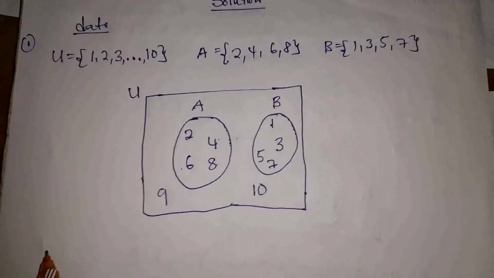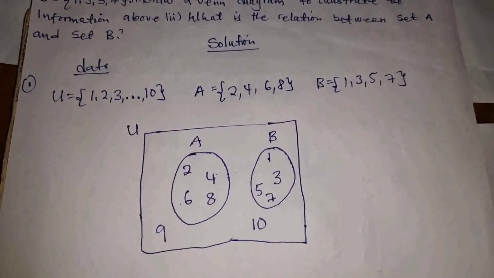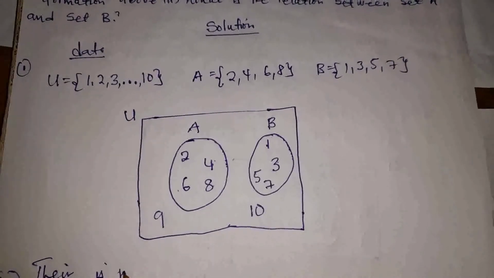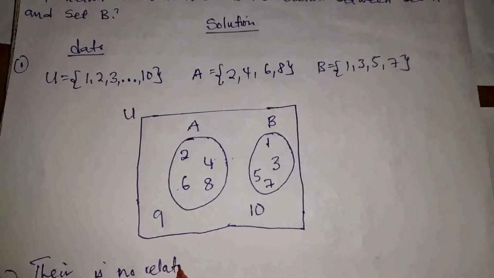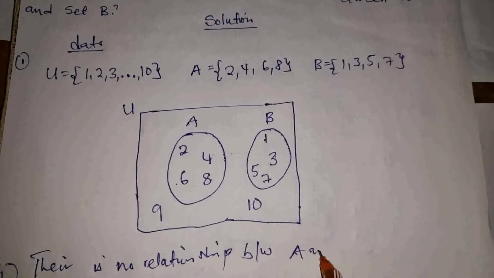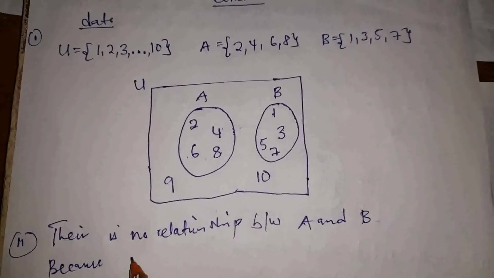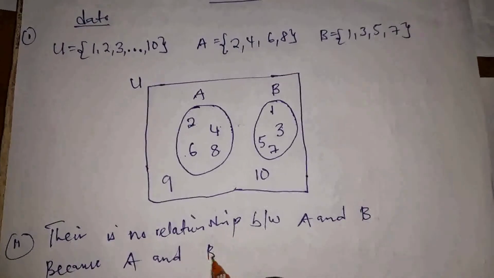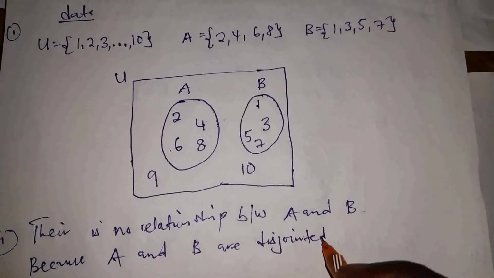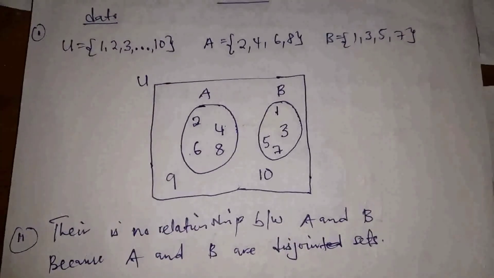Now our second part of the question says, what is the relationship between A and B? There is no relationship between A and B. Why? Because A and B are disjoint sets. Disjoint sets simply means they have nothing in common.